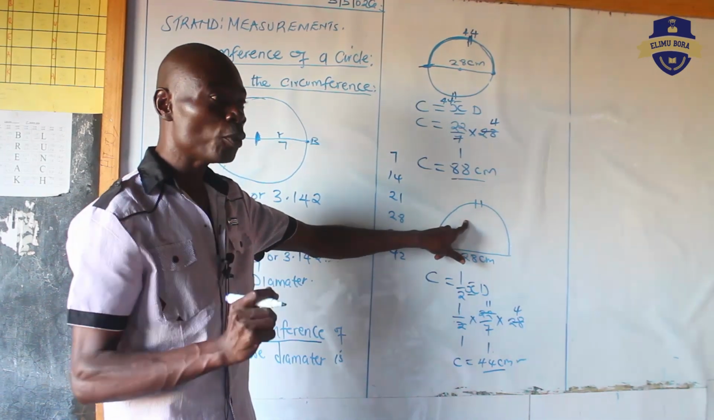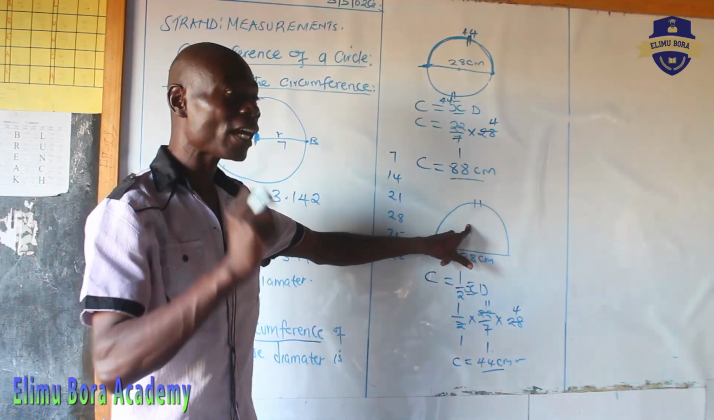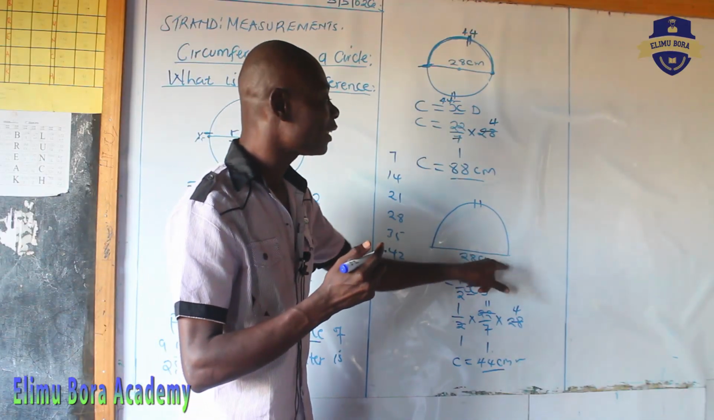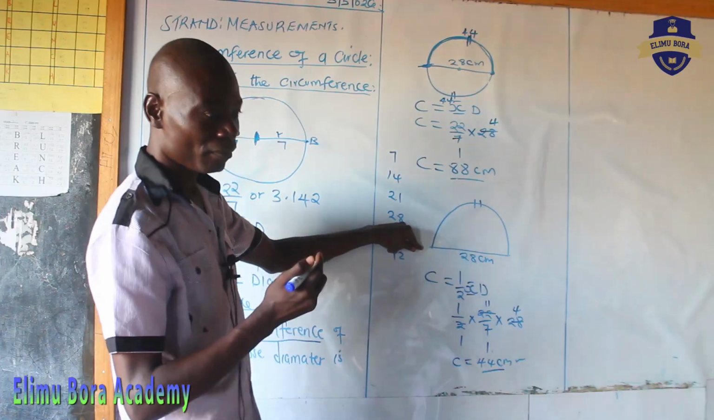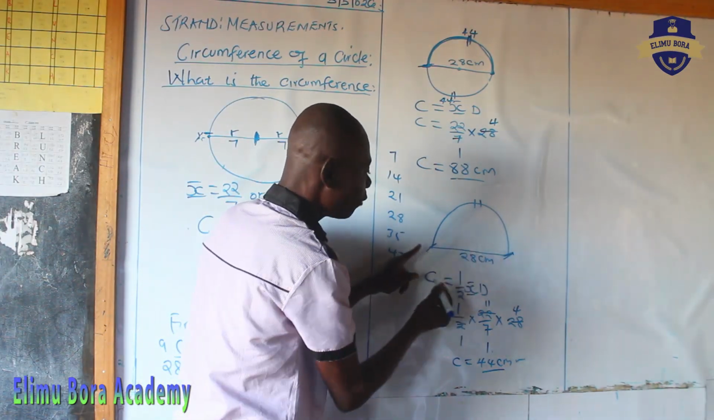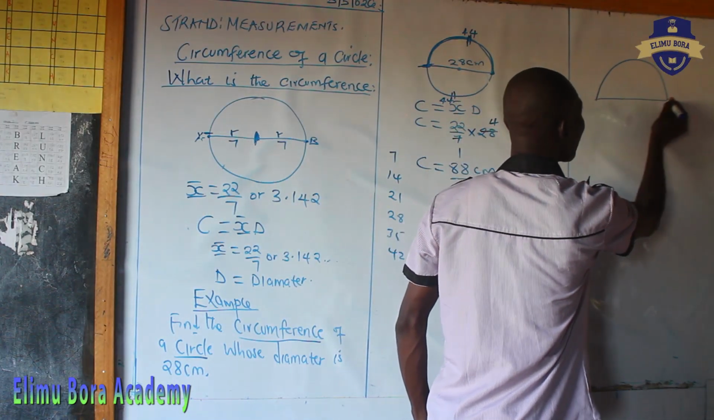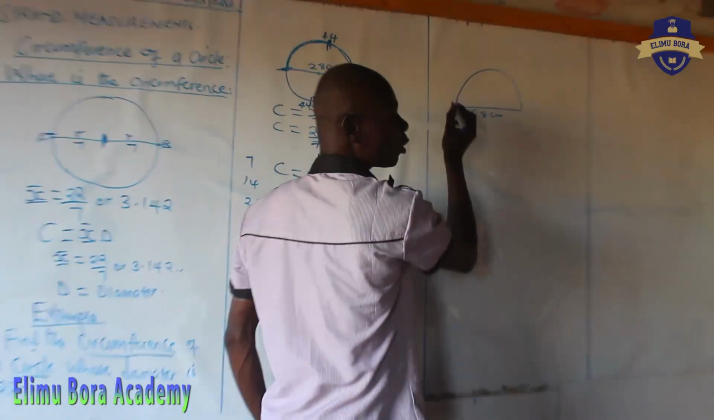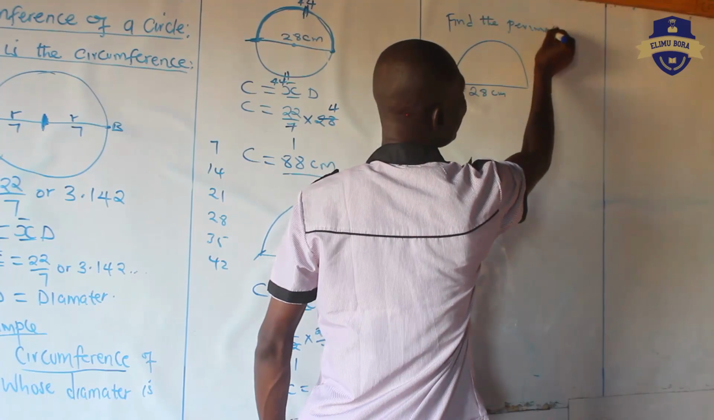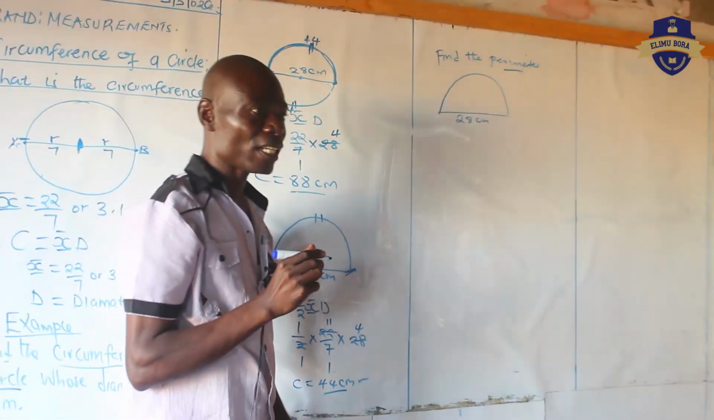Now learners confuse circumference and perimeter. When we talk about circumference, we are only talking about the distance of this curved line only. This curved line is what we call the circumference. But if another examiner says, for example, this is a semicircle with diameter 28 centimeters, find the perimeter, this is another case. What is the perimeter now?